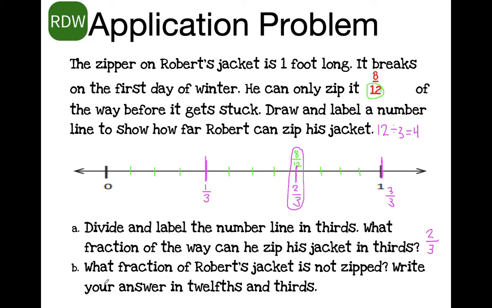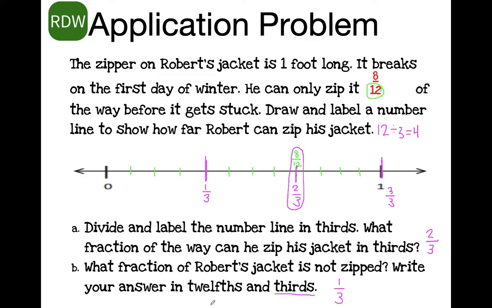Now it's asking you an even trickier question. It says, what fraction of Robert's jacket is not zipped? Write your answer in twelfths and thirds. So what is left to get to 1 whole? So if we go from 2 thirds to 3 thirds, how many more thirds would we need to get from 2 thirds to 3 thirds? You would only need 1 third more. So which fraction is not zipped? It's 1 third.